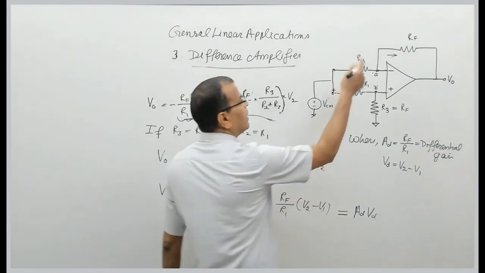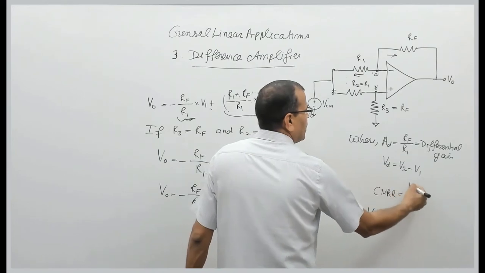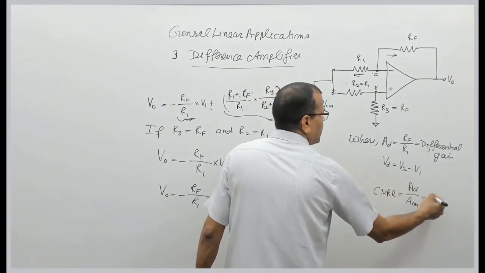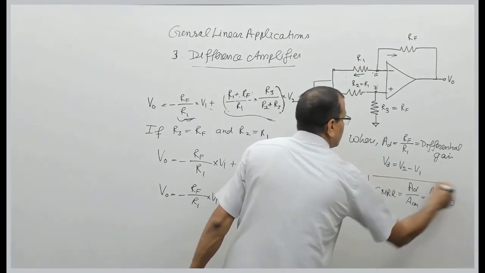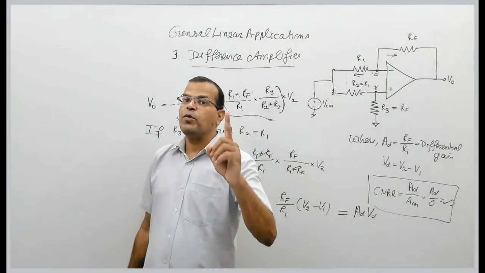So for this circuit, what do we have? Common mode rejection ratio is nothing but differential gain by common mode gain, that is AD by 0, and that is infinite. So for this particular circuit, your common mode rejection ratio will be infinite.